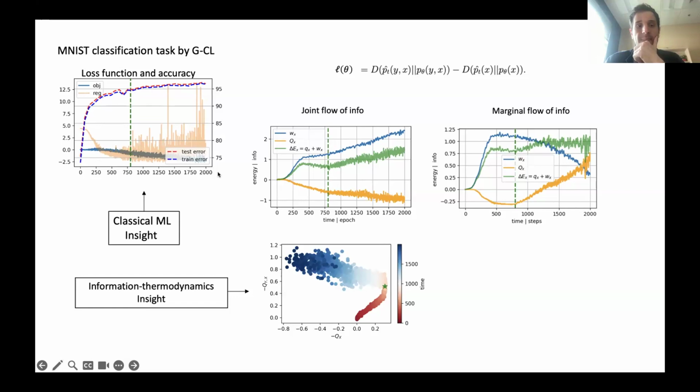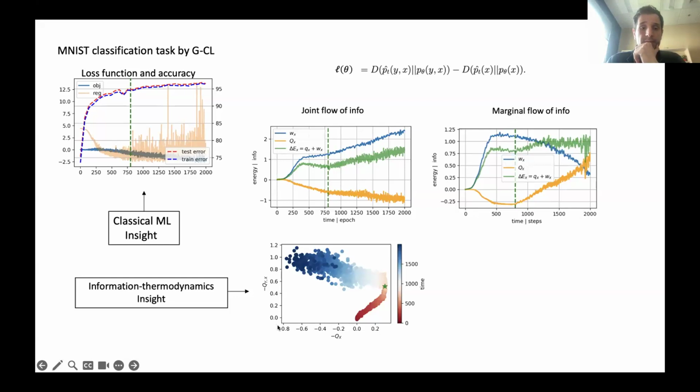Okay, this is the accuracy of the model. This is the loss function. This is the insight that you have from classical machine learning. You look at the loss function and your model accuracy, and the right side is the information thermodynamics insight. Here I'm computing heat Q, and the sum of them with the green line, for the joint distribution. This joint distribution has a joint energy function, and heat Q for the marginal one.